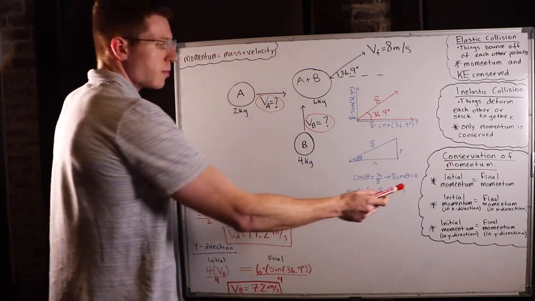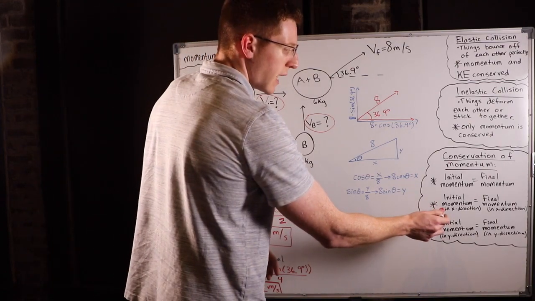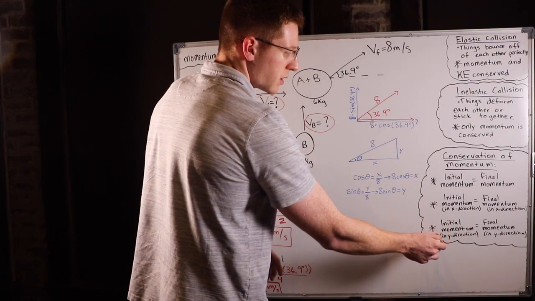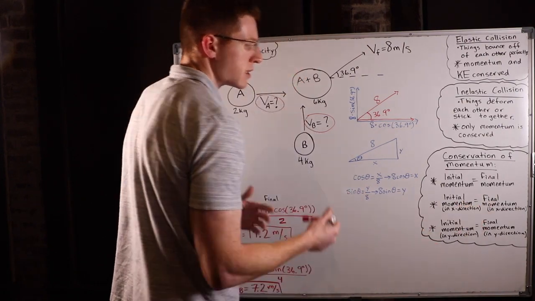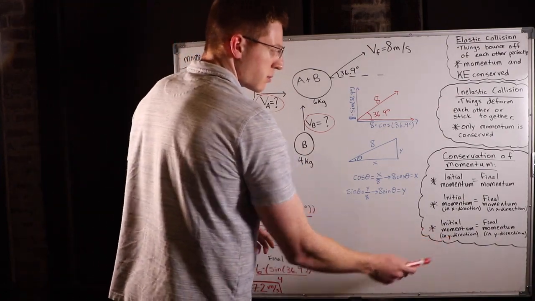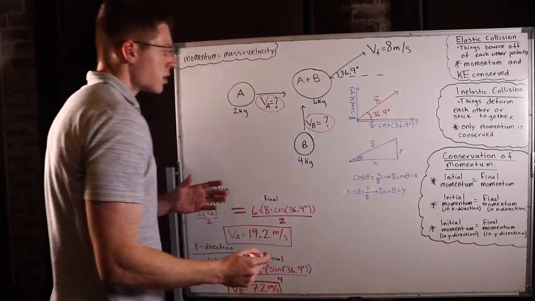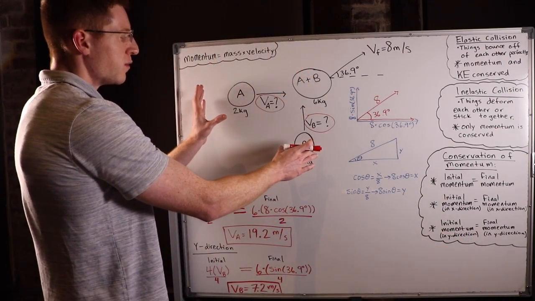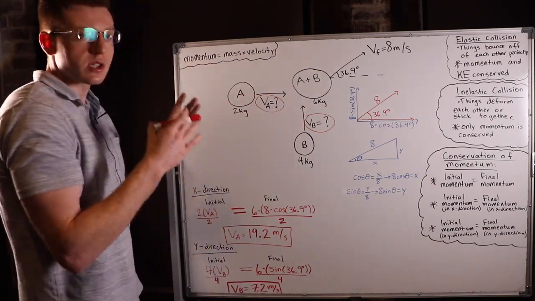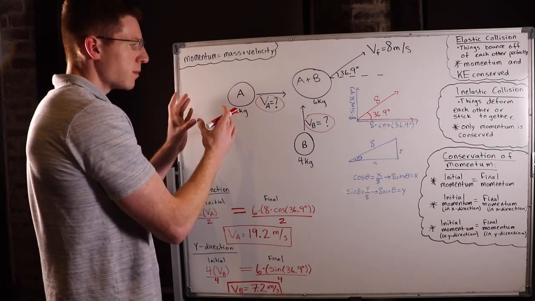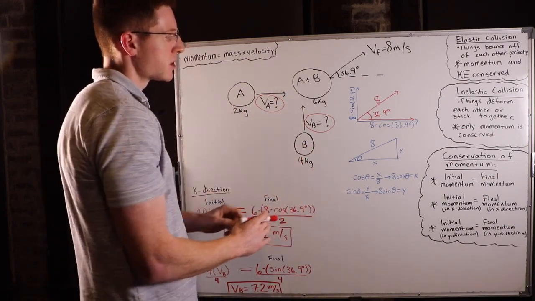And that says that the initial momentum is equal to the final momentum. And in particular, we can split this up into the x direction and the y direction. So the initial momentum in the x direction must equal the final momentum in the x direction. Similarly, the initial momentum in the y direction must equal the final momentum in the y direction. So we have a problem here where we're moving in both the x and the y axis. So the first step is to split things up into initial x momentum and final x momentum, and initial y momentum and final y momentum.